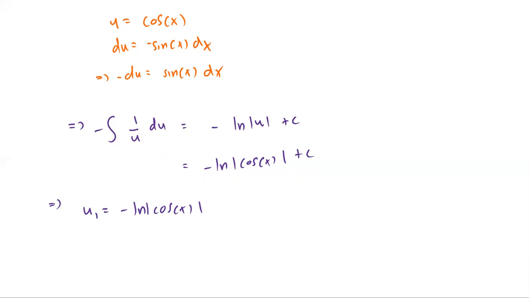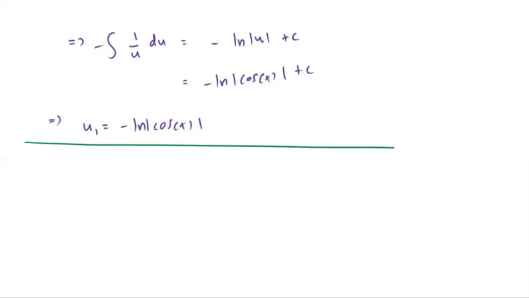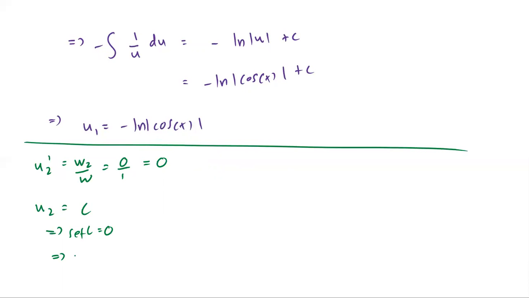Now that's u1. Let's do the other ones, which are easy. u2 prime is w2 over w, which is 0 over 1. Remember, w2 was 0, which is 0. Integrate both sides. And I get integral of 0 is a constant plus c, which is just a constant. Now remember, the constant is arbitrary. We only want one such u sub 2. We only need one of them. So again, you set c equal to 0, which implies u2 equals 0.